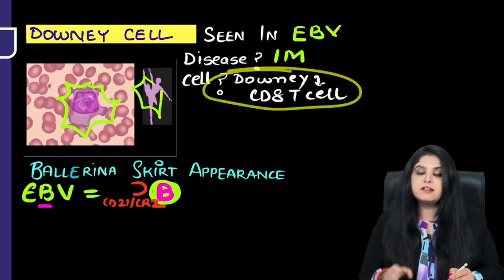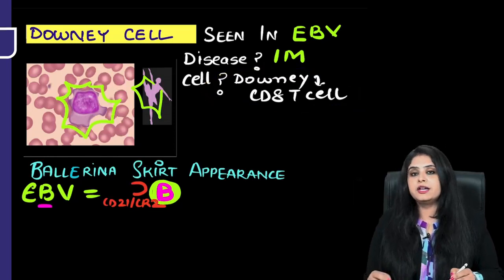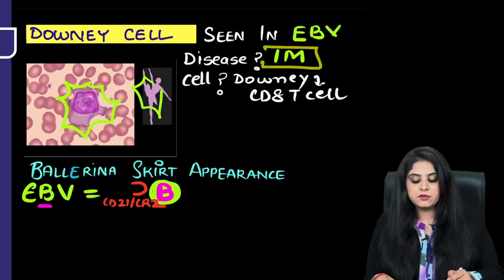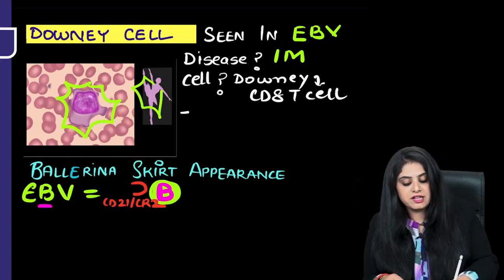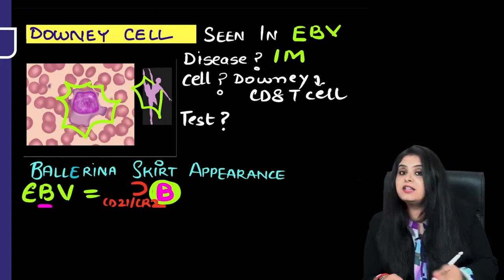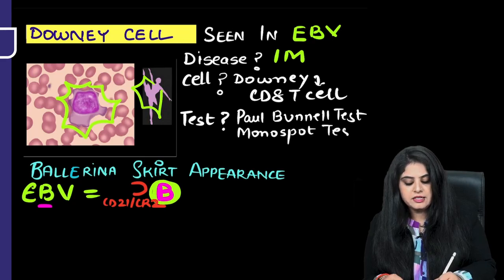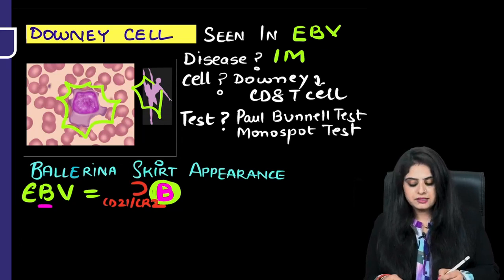So the T cell is the one which is going to be that superhero over here and make a ballerina skirt, and that is known as the Downey cell. The disease is, of course, infectious mononucleosis. If you ask me what is the test for this disease from microbiology, of course we all know the very famous Paul Bunnell test, but it is not done too much nowadays. The test which is done more commonly nowadays is the monospot test. So the viruses are done. Let's move on to the next.